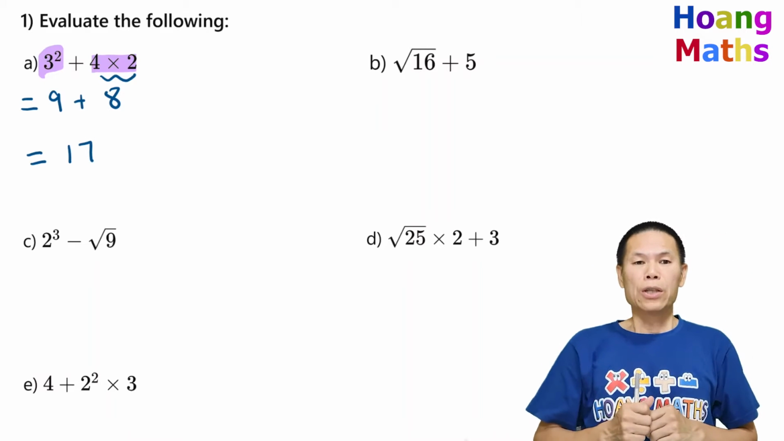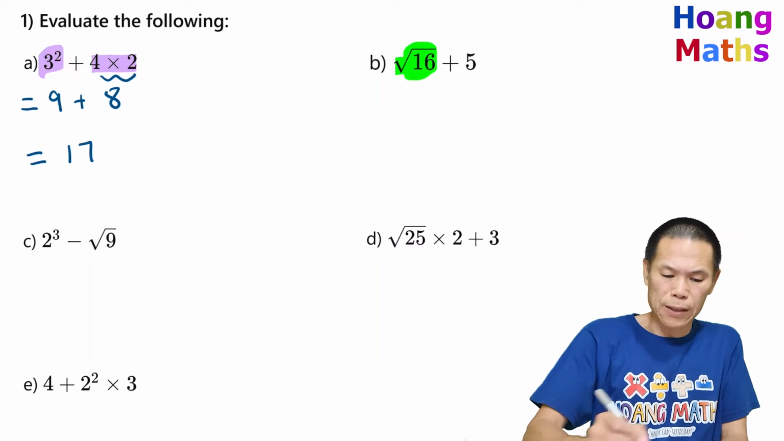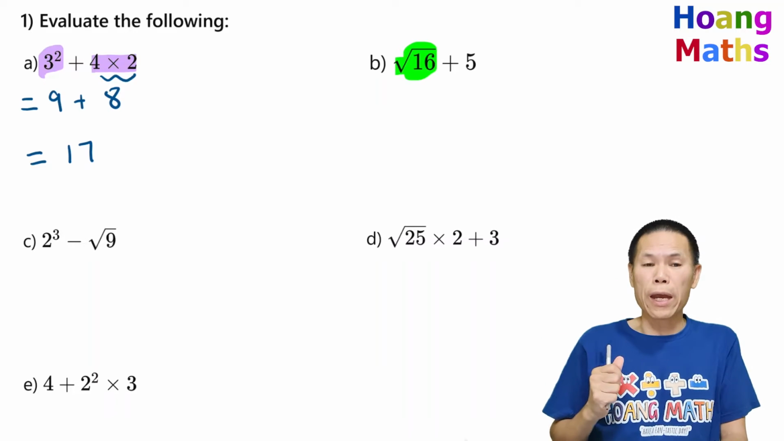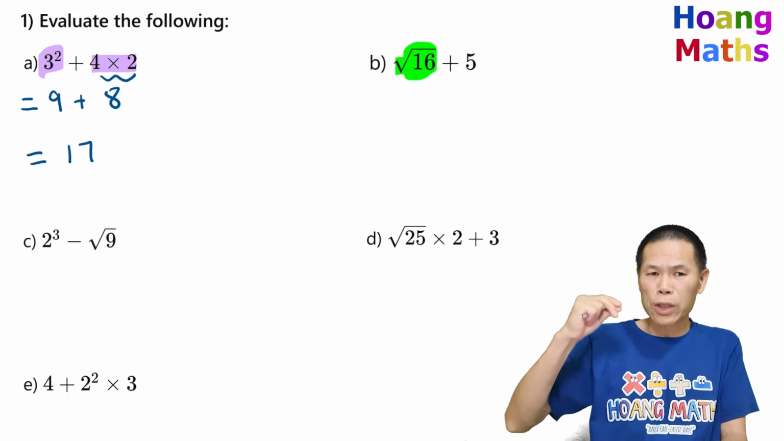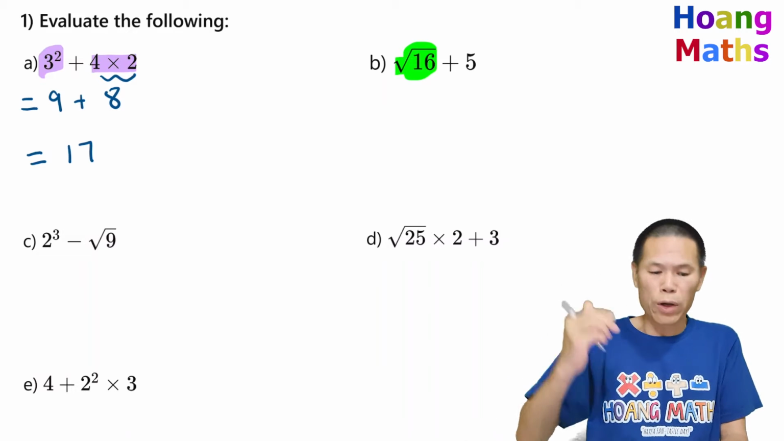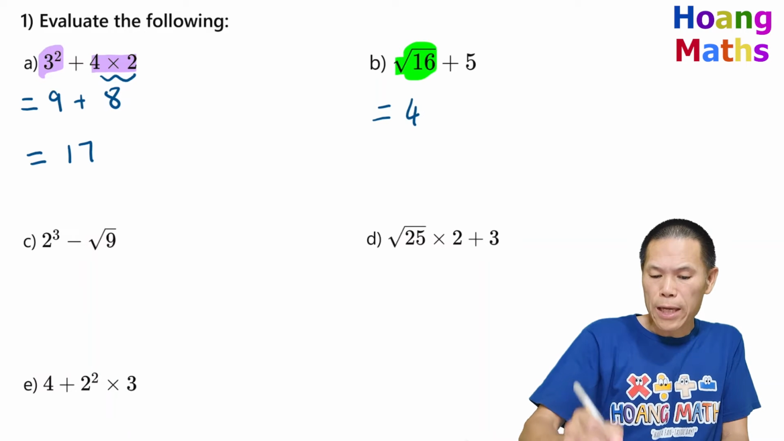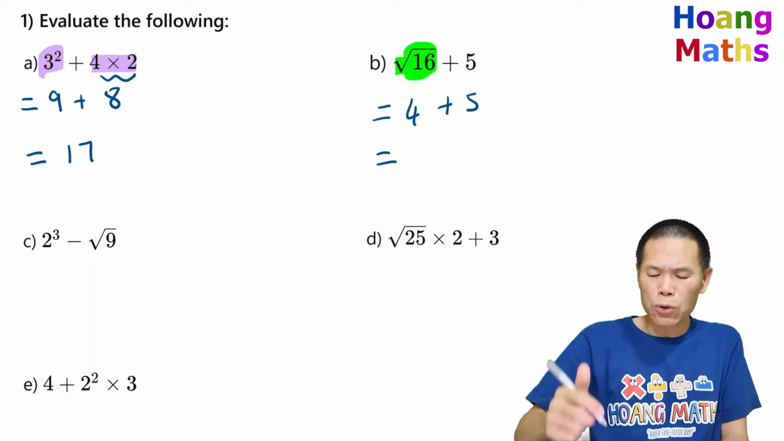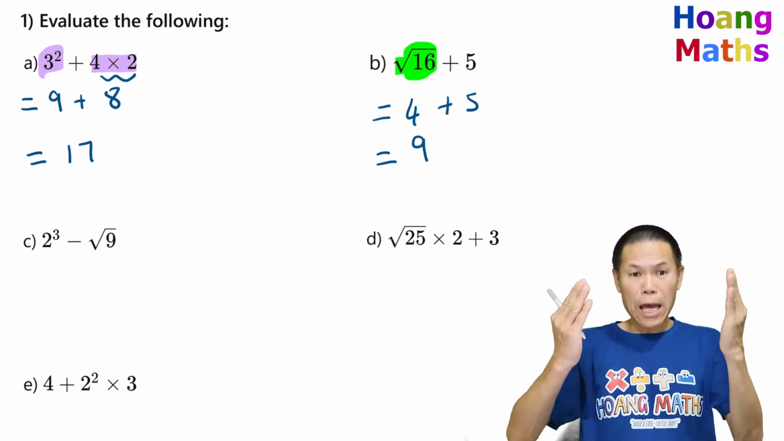Part B. We need to work out the square root of 16 first. And we know that 16 is 4 squared. So the square root of 16 will give us 4, because 16 is 4 times 4. So we have 4 and then we add 5. And we know that 4 plus 5 is equal to 9. So the answer is 9. There you go.